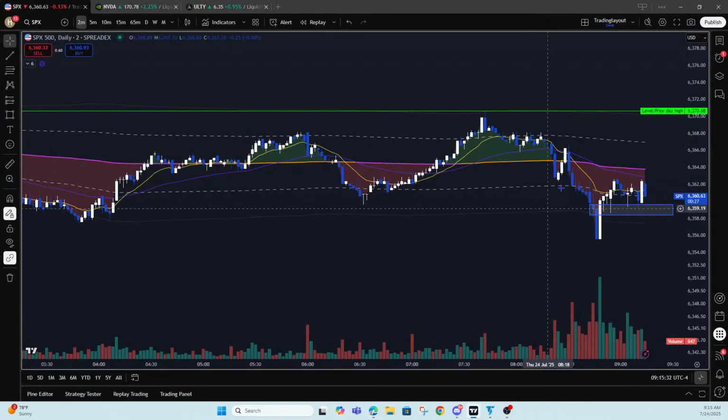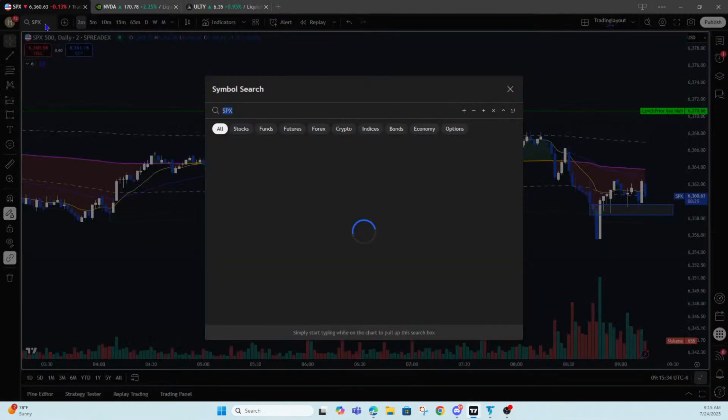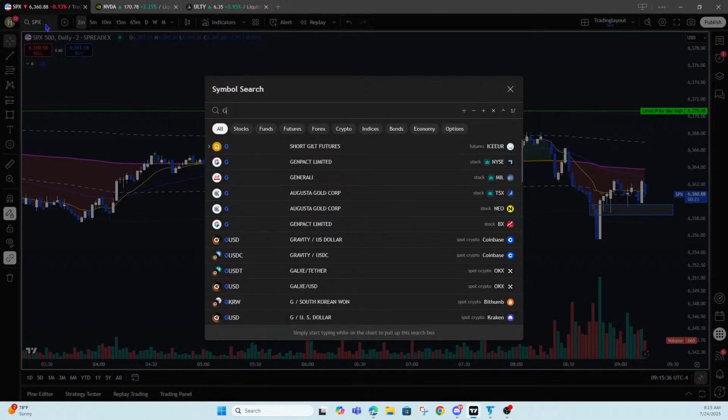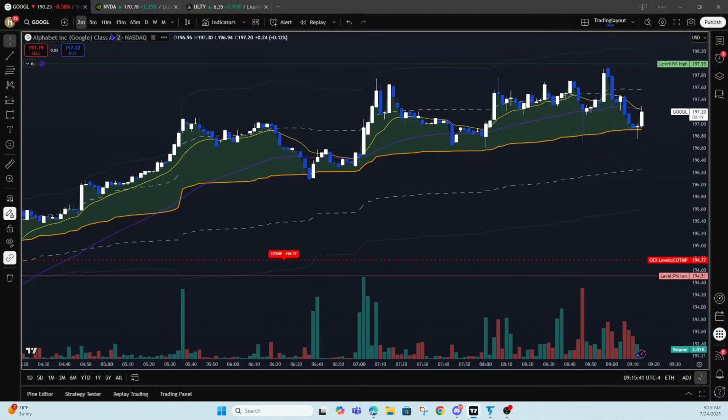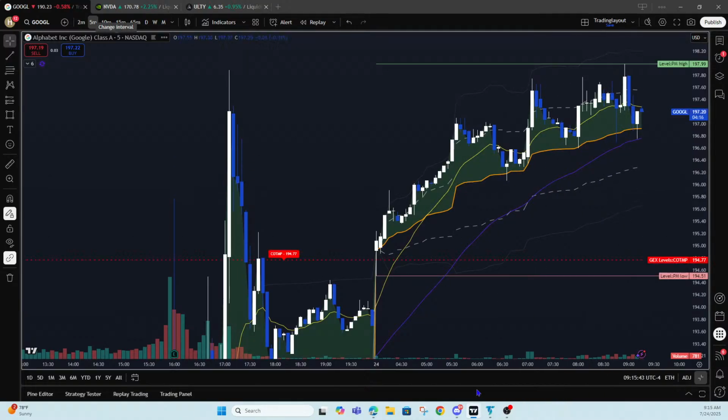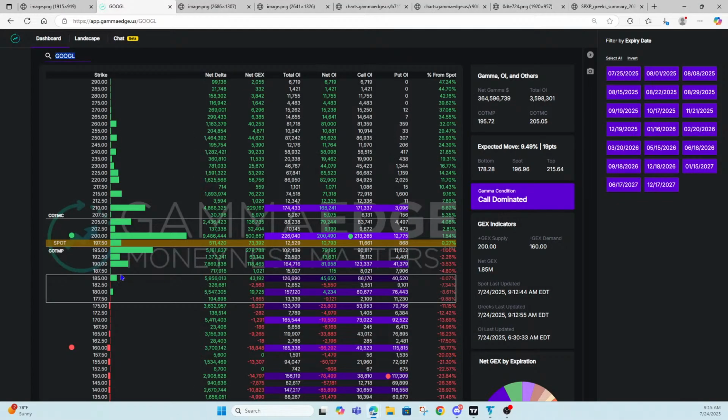I can look at Google pre-market here. Let's see what it's doing. So extended hours, 197.20. So right under that 200 level. So that 200 level overhead most likely would be a cap on price for now, unless we see that structure move up. You want to see that.